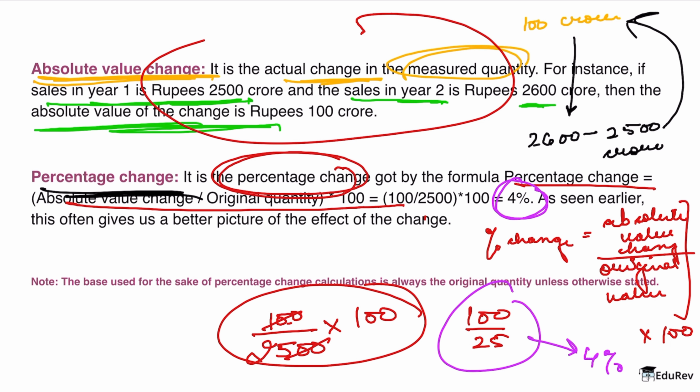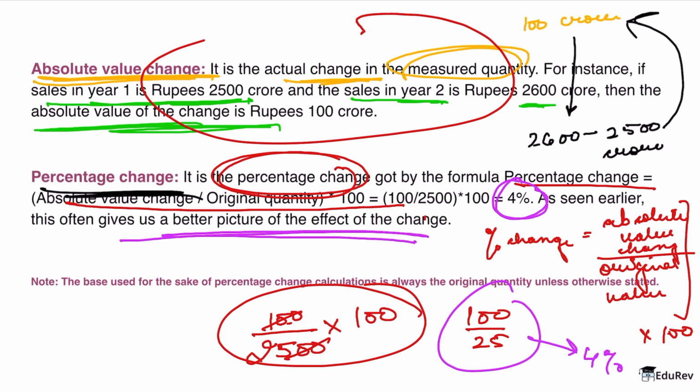Now as seen earlier, this often gives us a better picture of the effect of change. Suppose I say that in the previous year the sales were 2500 and in this year the sales are 2600 crore. So what's the change? Obviously people are going to say that a 100 crore change is there. But the percentage is going to give me much more insight into the data. It's going to tell me at what rate things are increasing or decreasing, or if things are remaining stagnant or not. So this is very, very important.